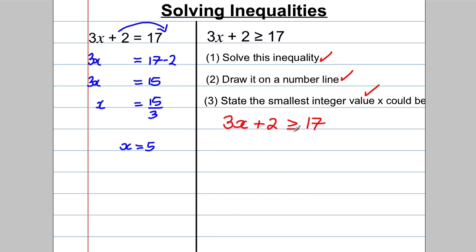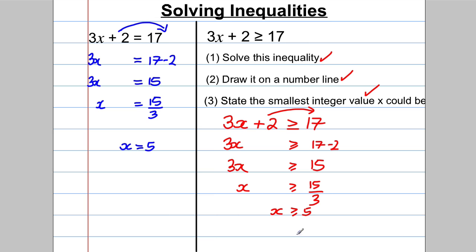Make sure you don't write equals here. All you've got to do is the same as you did before, but write your inequality. So you're going to take 2 off both sides. 3x bigger than or equal to 17 take away 2. 3x bigger than or equal to 15 therefore. Then divide by 3. x bigger than or equal to 15 divided by 3. So the answer is x bigger than or equal to 5.